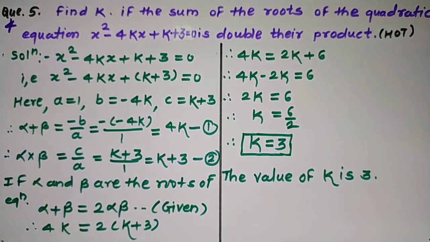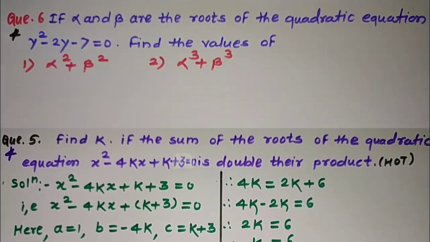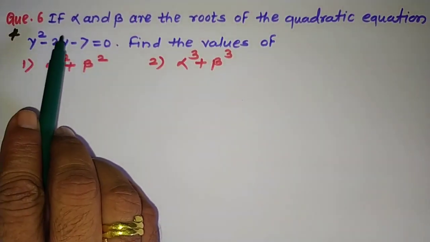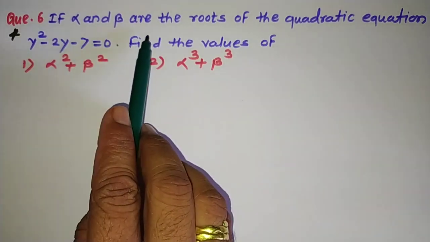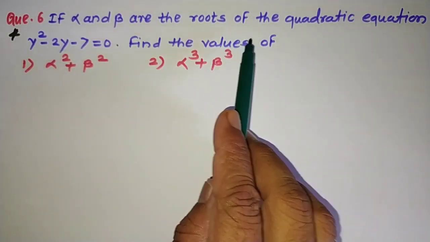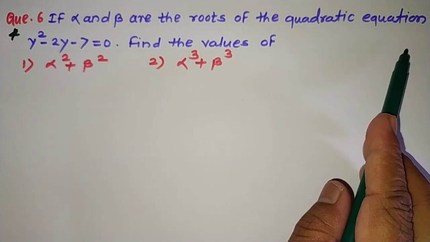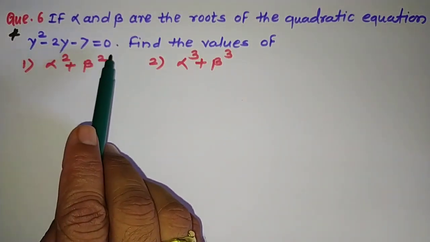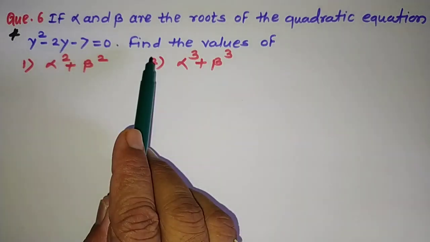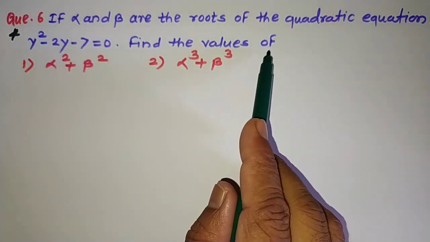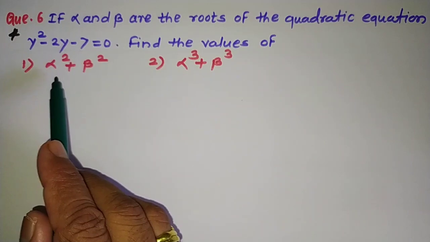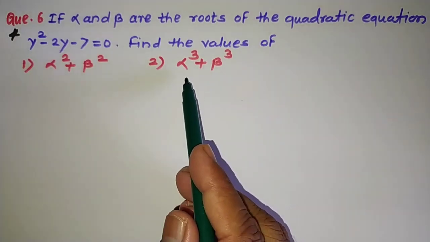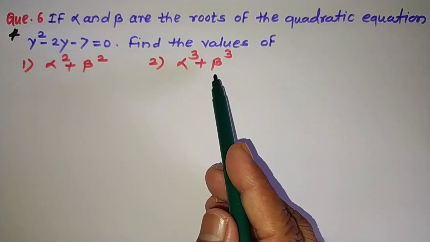In this way, solve the above example. See the next example. Question number 6. If alpha and beta are the roots of the quadratic equation y square minus 2y minus 7 is equal to 0, then find the value of 1, alpha square plus beta square and second, alpha cube plus beta cube.